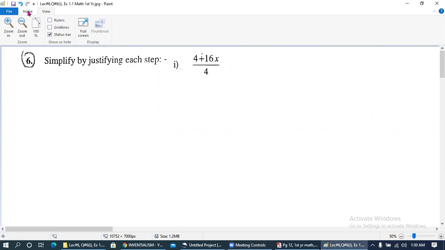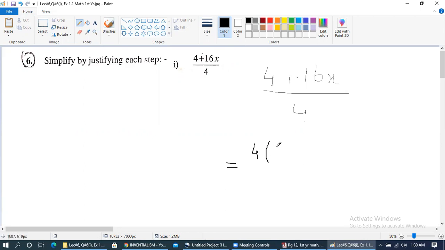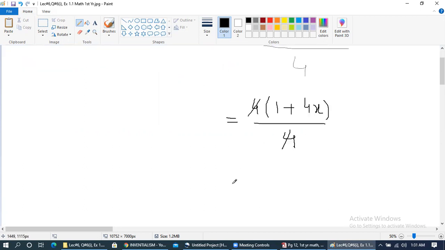Now we have to solve this question, and you're already aware that we can do a very easy process. If it is written (4 + 16x) / 4, then it is very easy: 4 is common in the numerator, and the remaining is 1 plus 4. 4 times 4 is 16, so 4(1 + 4x) divided by 4. The two 4s will be cancelled, and you will get the result 1 + 4x. So it is very easy to do.